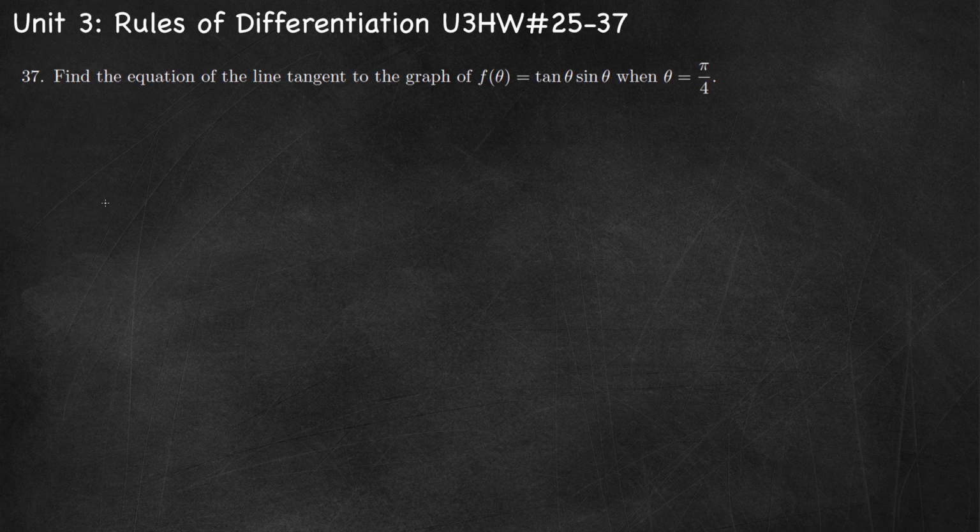Find the equation of the line tangent to the graph of f of theta equals tan theta sine theta when theta equals pi over 4. So we need to find f of pi over 4 and then f prime of pi over 4. F of pi over 4 is tangent pi over 4 times sine of pi over 4. Tangent of pi over 4 is 1. Sine of pi over 4 is 1 over root 2. So f of pi over 4 equals 1 over root 2, and that tells me my point of tangency is pi over 4 comma 1 over root 2.